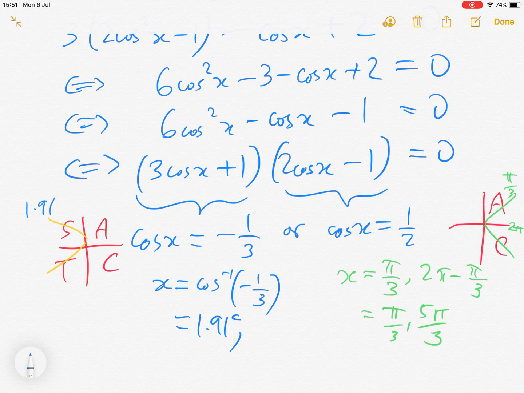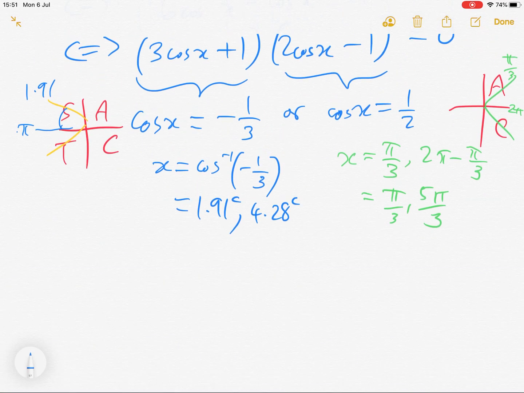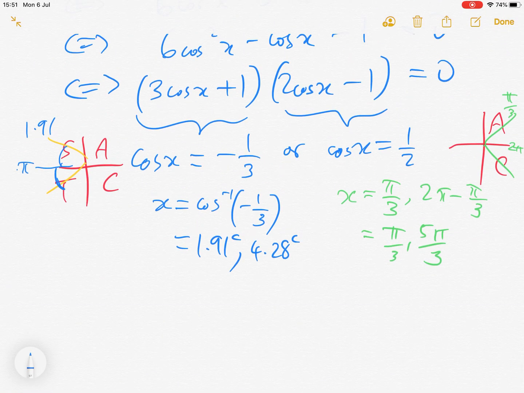And then the other solution, there are a couple of different ways to get it. Probably the easiest way is to do 2 pi take away 1.91, but maybe a better way to understand what's going on is this is pi here, so whatever the gap is between 1.91 and pi, that's what we need to add to pi to get the solution in T. So this second solution you can also get by doing pi plus the difference, the gap between pi and 1.91. And that will give you the same thing.